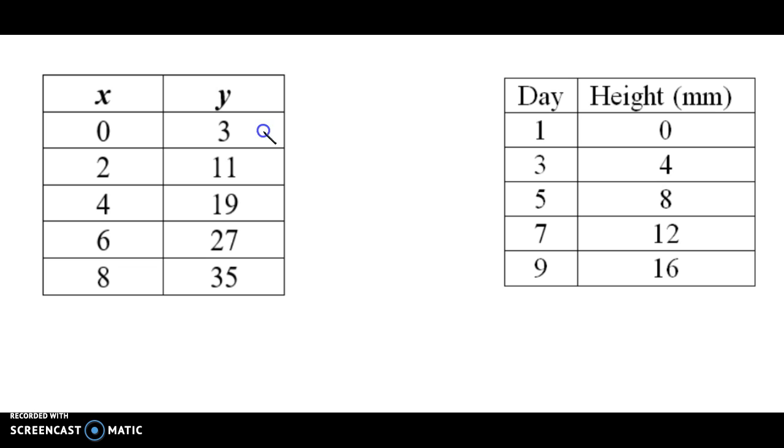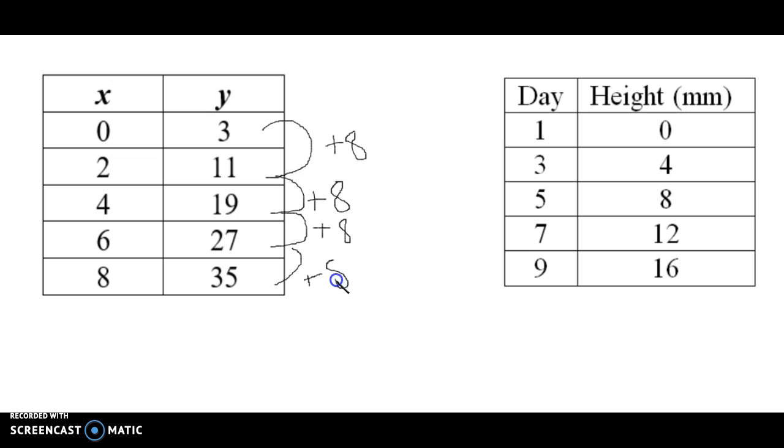For me to go from 3 to 11, that's a change of positive 8. For me to go from 11 to 19, that's a change of positive 8. And if we know it's a linear function, we should see the same pattern every time. That's a change of positive 8. And from 27 to 35, that's a change of positive 8.